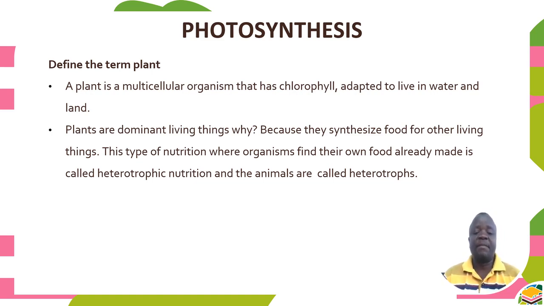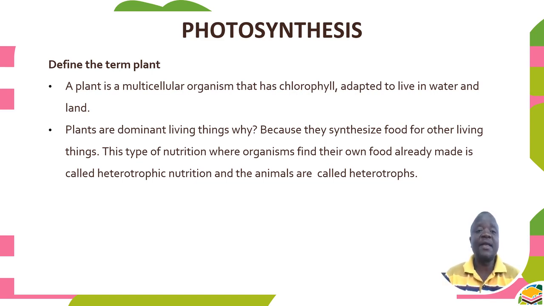So we are saying plants are dominant living things. Why? They can make their own food. They are capable of making their own food, and at the same time they are surviving. Plants are dominant because they synthesize, they manufacture. To synthesize means to manufacture or build food for other living things. That's why plants are able to survive. This type of nutrition, where the plants are making their own food, is called autotrophic nutrition. So the plants are called the autotrophs.